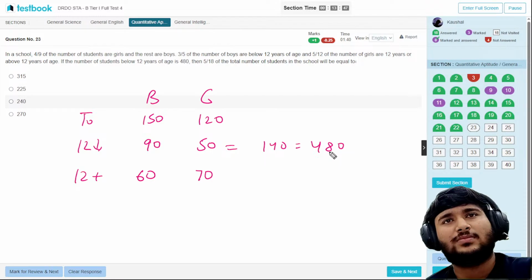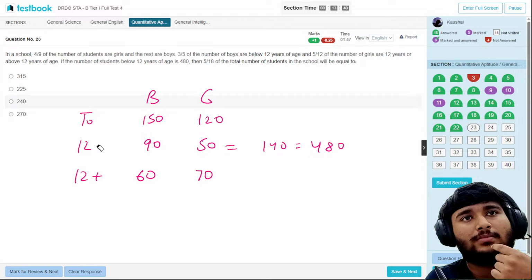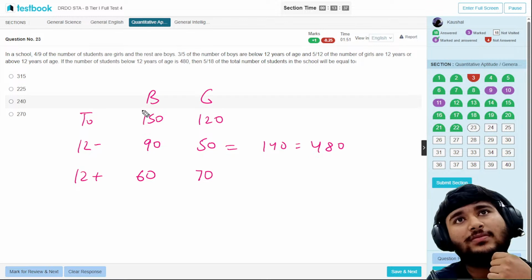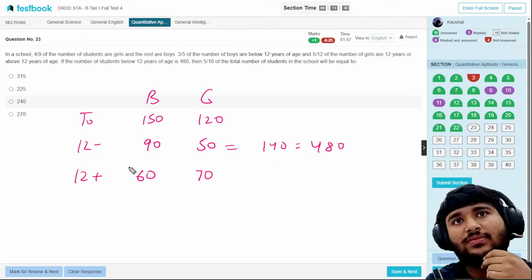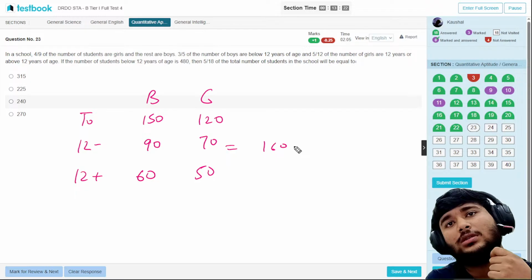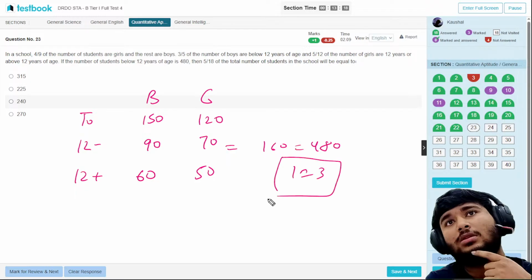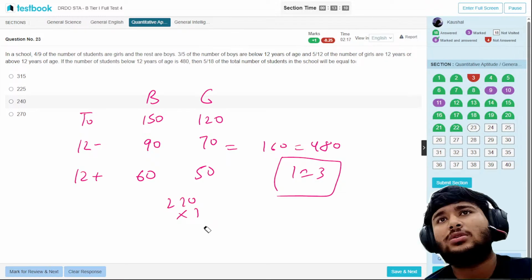5. 3 out of 5. ये ऊपर होगा 50. 160 equals to 480. 1 equals to 3. Then the total number of students in the school is 270 into 3 is equals to total number of students in the school.